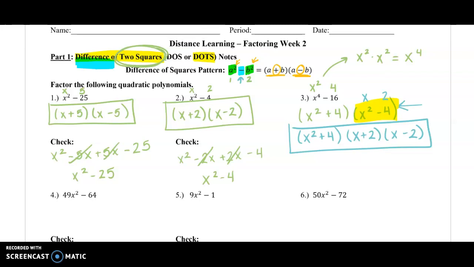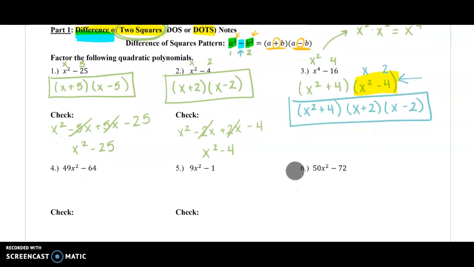Sometimes you can only do it once, sometimes you can do it twice. There might be a time where you can do it 3 times. It just depends on what you're given. But that would be our final answer for that problem. So let's go down here and look at number 4.